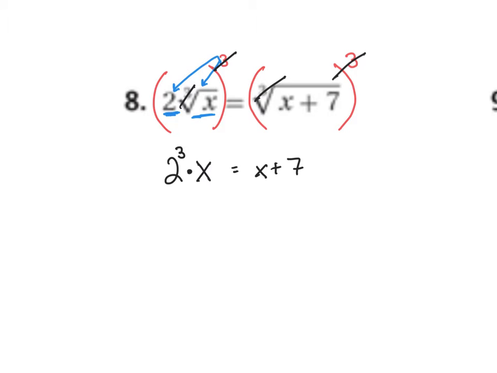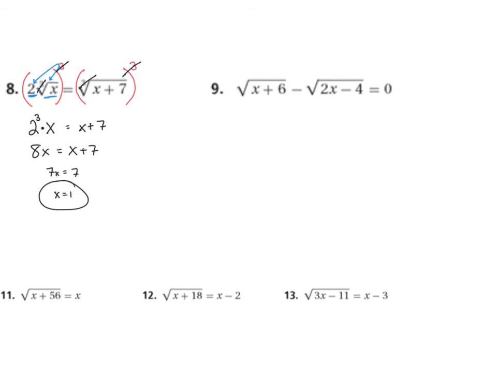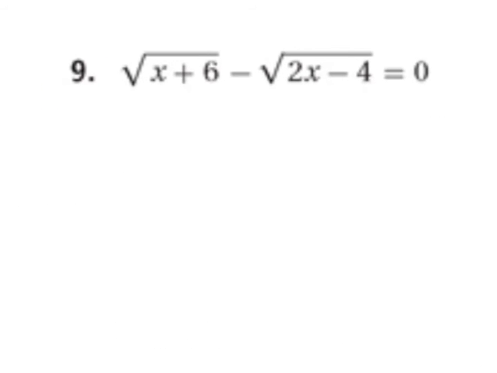So notice this is the number that sometimes people forget about. Don't forget about it. So 8x equals x plus 7. So then we got 7x equals 7, x equals 1. That is our final answer. So just take note of that. Okay, this one. Oh, this is ugly.